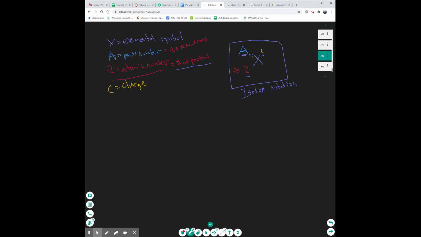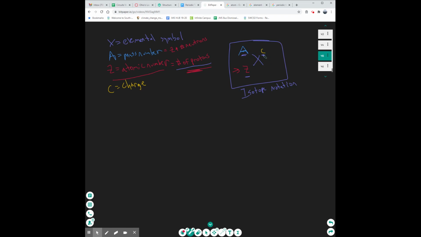Then at the top left is the mass, right? And we know that mass is made up of two things: neutrons and protons, right? So if we know the Z and we know the A, then we know exactly how many neutrons there are in the atom, because Z tells us how many protons, right? And Z plus neutrons is equal to A, right? So the A, the mass number, is equal to the Z, the number of protons, plus the number of neutrons in the nucleus. We'll look at that in a second.